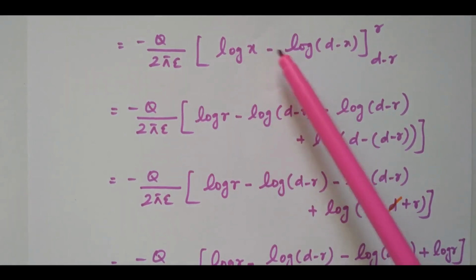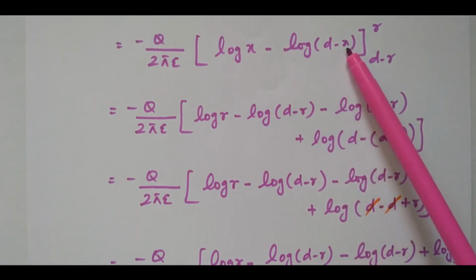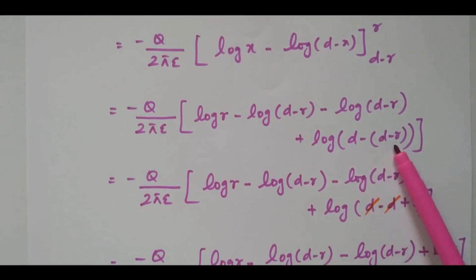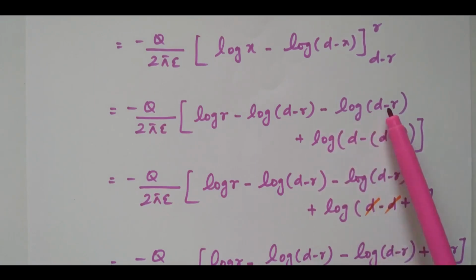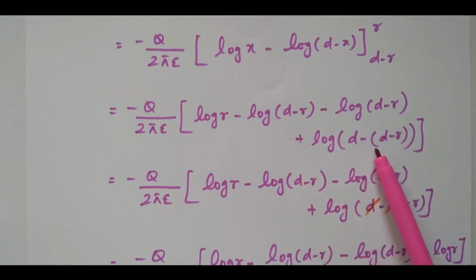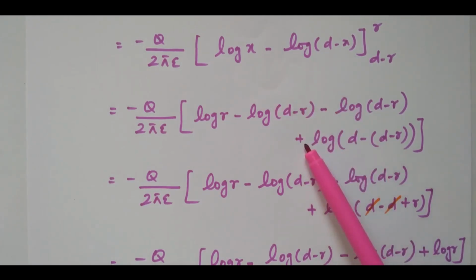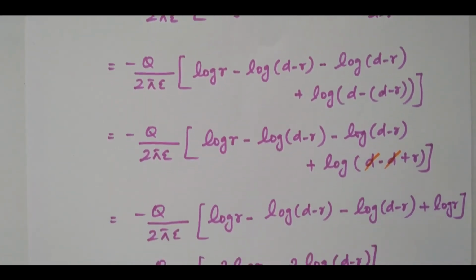Here already one minus is there, so it becomes plus log d minus this x. X is nothing but d minus R, right? This x is replaced by d minus R. So log R minus log d minus R is the upper limit, and plus log d minus d minus R is the lower limit. This negative is there, so it becomes positive. Now we can go for further simplification.